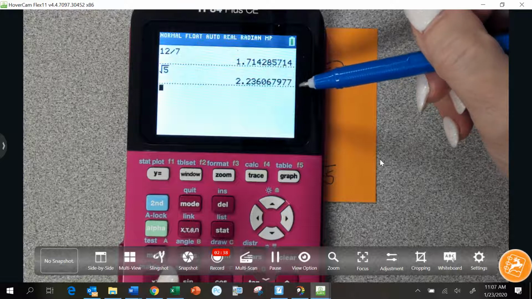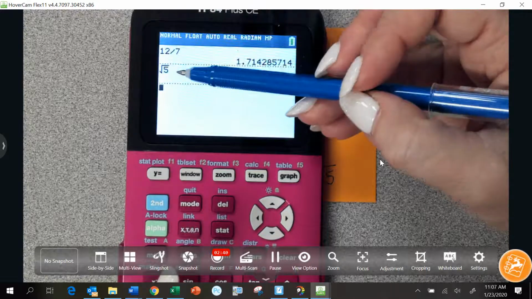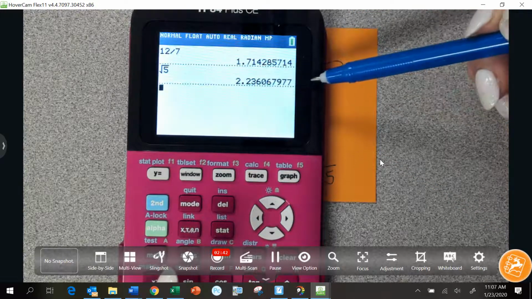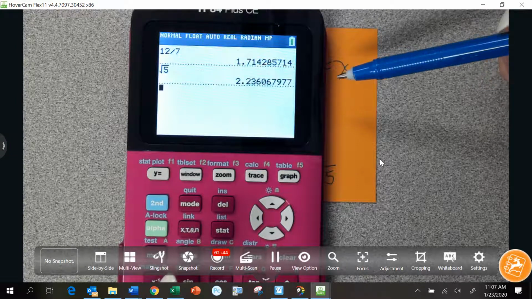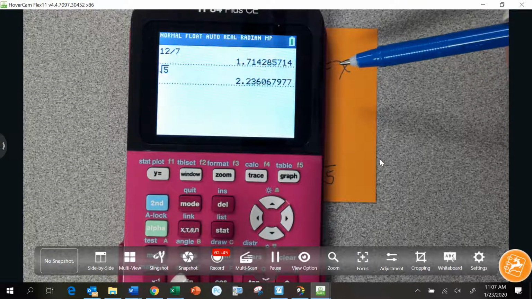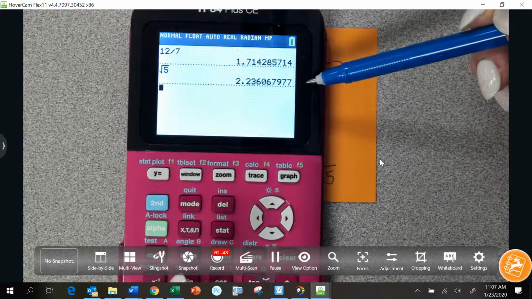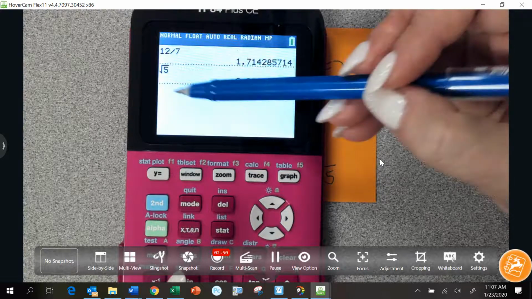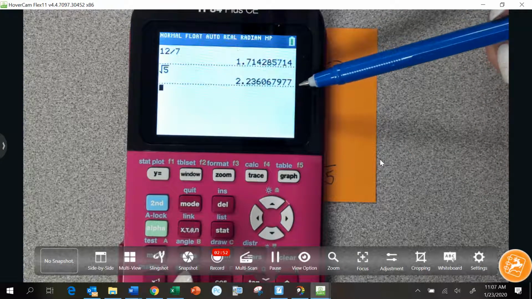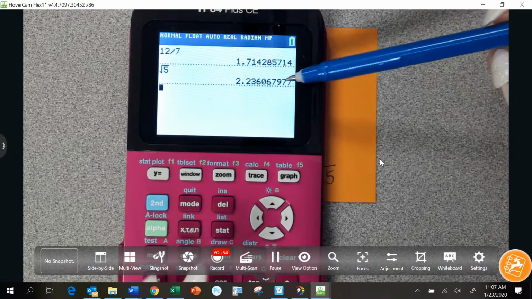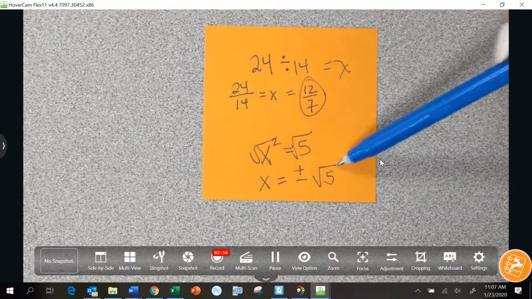No, because any square root of a non-perfect square is a decimal that goes on forever and ever. It does not repeat. There's no patterns. So any square root that is not a perfect square would have to be rounded. So we do not write the rounded number. We just write this. This is the exact solution.